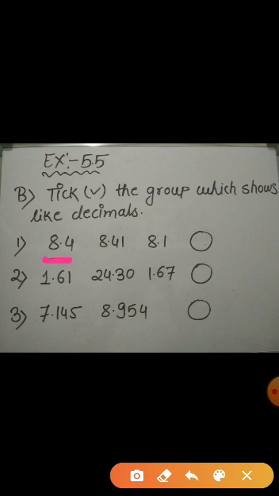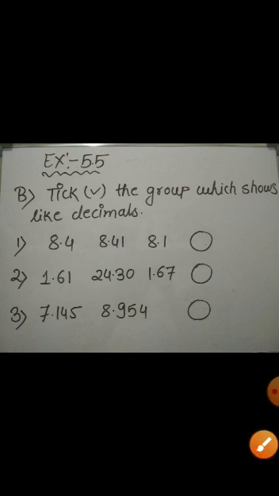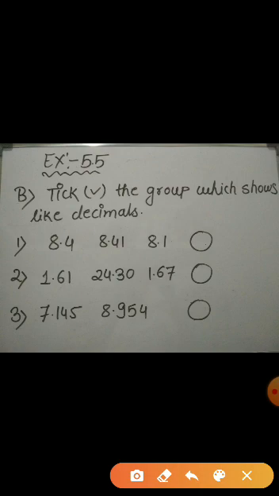See the first group. The numbers are 8.4, 8.41 and 8.1. If you observe all these numbers carefully, you will see that in the first and third number, there is only one decimal place. And in the second number, there are two decimal places. It means all these three numbers do not have the same number of decimal places, right? Hence, they are unlike. So, we can put a cross in front of it.